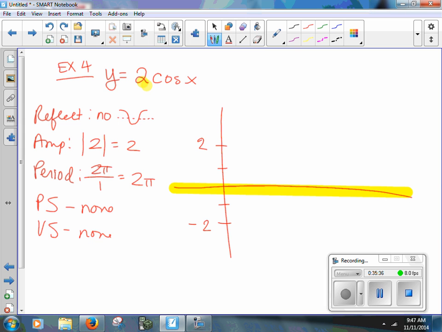Say it again. It's going to start at 2. Where's it going to end, Corey? It's going to end at 2. What's the minimum point going to be, y'all? -2. And where's it going to be?